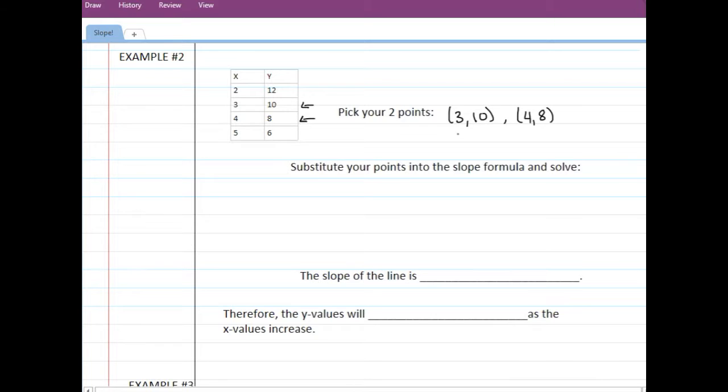So let's label each number. 3 is going to be x1 and 10 is going to be y1. 4, since it's in the second coordinate and it's an x value, we're going to label it x2. And 8 is going to be y2. Okay, so let's recall our equation. We have y2 minus y1 over x2 minus x1.